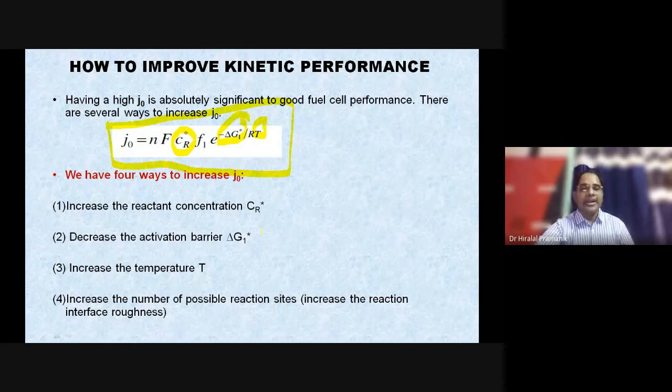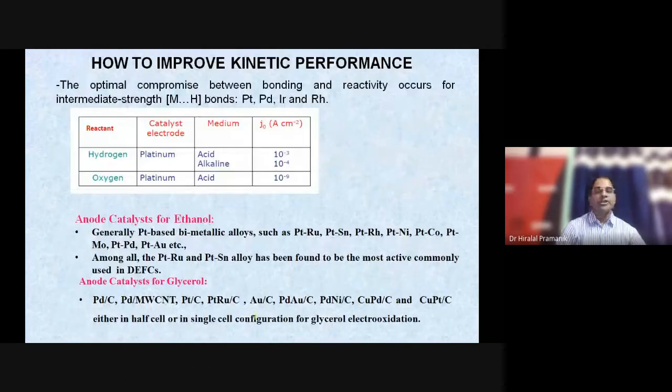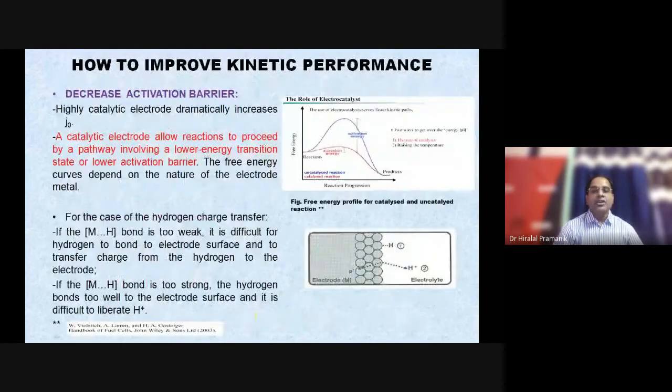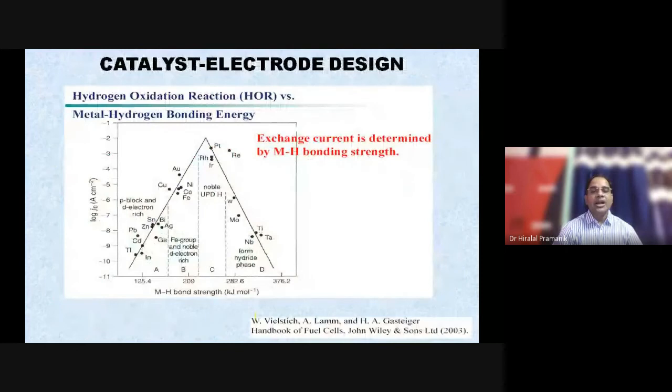Similarly, if the temperature is high, you will have better kinetics and a higher current. The higher the kinetics, the higher the current. And if the temperature is high, kinetics will be higher. We can also increase the number of possible reaction sites by suitable design of the electrode. Then I shall talk about the selection.